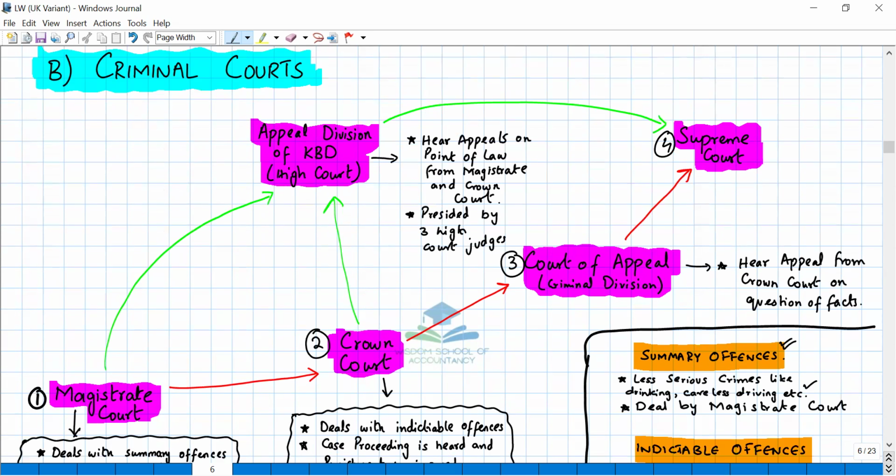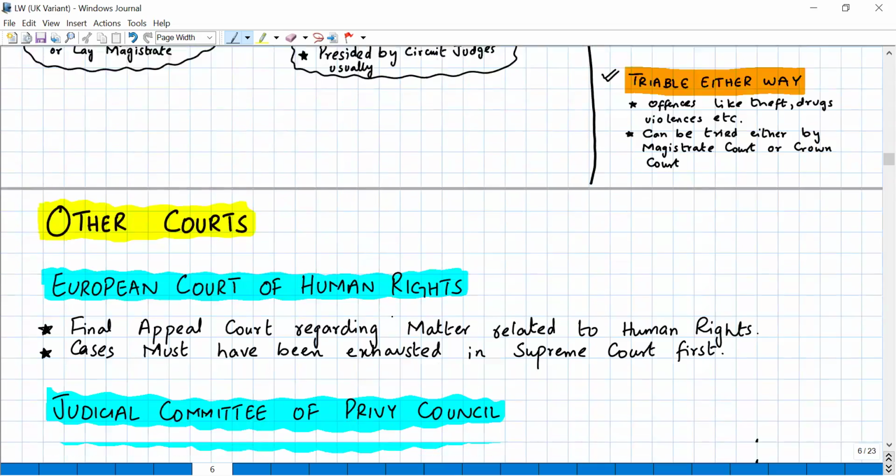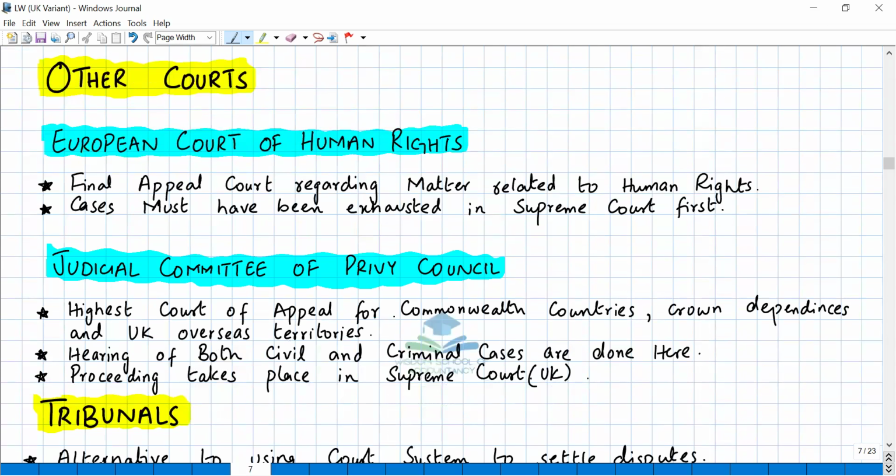Clear? Okay. Some other courts are the European Court of Human Rights. European Court of Human Rights is the final appeal court regarding matters related to human rights. Cases must have been exhausted in Supreme Court first. So if anyone is not satisfied with the decision of the Supreme Court regarding a human rights matter, then an appeal on that decision can be made to the European Court of Human Rights, only if the matter is regarding human rights.